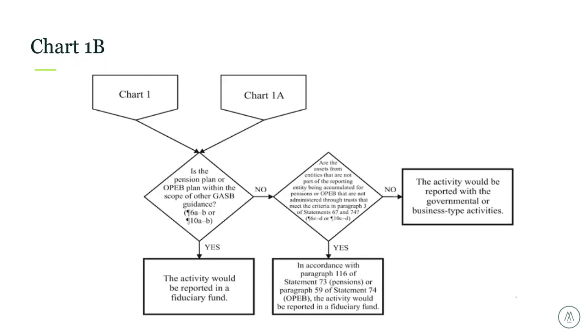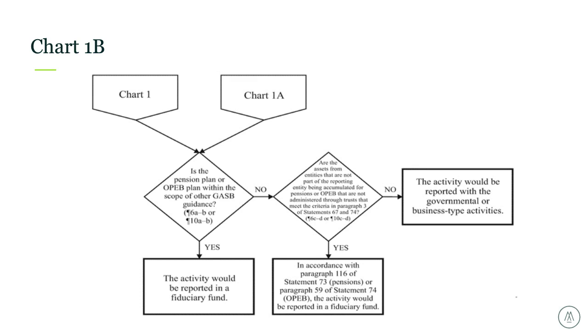The last chart is Chart 1B. This one flows through past the last two charts, and its purpose is to evaluate and report potential fiduciary activities related specifically to pension or OPEB arrangements. Both previous charts led to this one if pension or OPEBs were involved. You can see that if pension or OPEB is within the scope of other GASB guidance, you would report as a fiduciary fund. Also, if it meets paragraph 3 of either GASB 67 or GASB 74 for pensions or OPEB, it is essentially saying that the plan is administered through a trust.